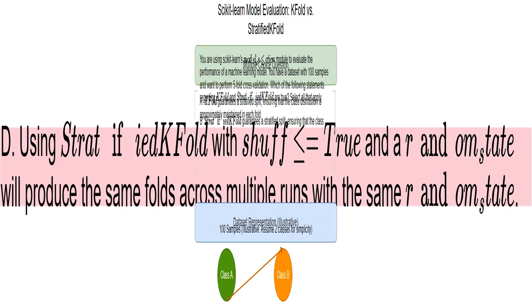This statement investigates the same properties, shuffle equals true and random state, but now for stratified k-fold. It's interesting to see if the outcome will be similar to statement C.